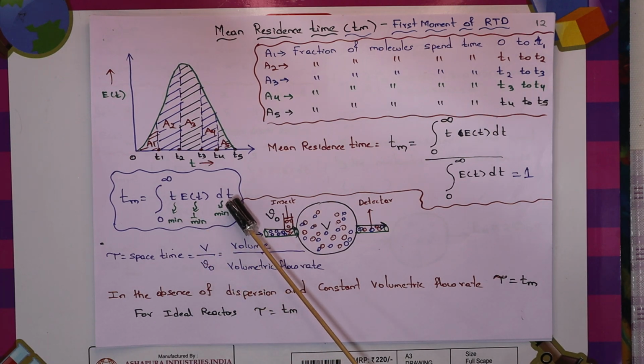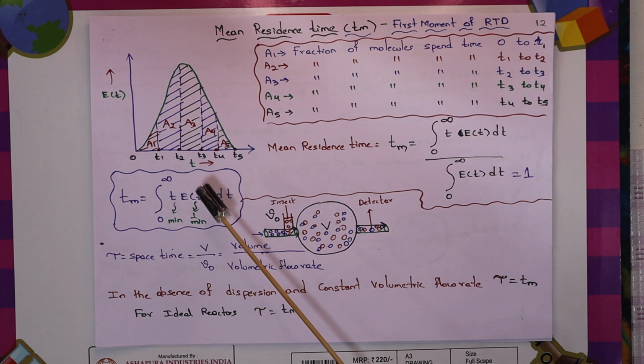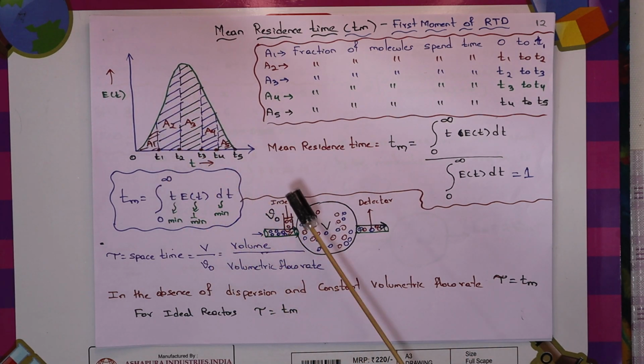So ultimately you get time. So evaluating this particular integral, you can find out the average time spent by all the molecules. Only if this behaves as an ideal reactor, that means this reactor which is drawn as a circle, which is a non-ideal reactor, if it behaves as an ideal CSTR or ideal PFR or ideal packed bed reactor, then the mean residence time will be equal to the space time, which we are going to prove at a very later part of the lectures. So let us evaluate.